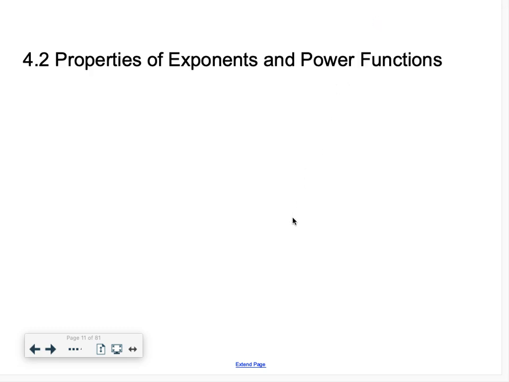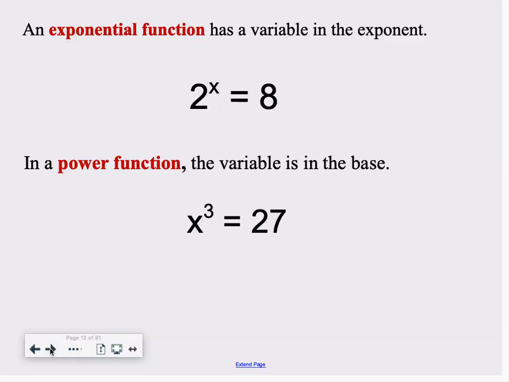Alright, today's lesson is 4.2, which is properties of exponents and power functions. So an exponential function, which you probably are quite familiar with, has a variable as an exponent. So I just gave you an example, 2 to the x. X is obviously your variable. In a power function, which is familiar to you but not as recently talked about, the variable's in the base. So notice x is your base and your exponent is actually a number.